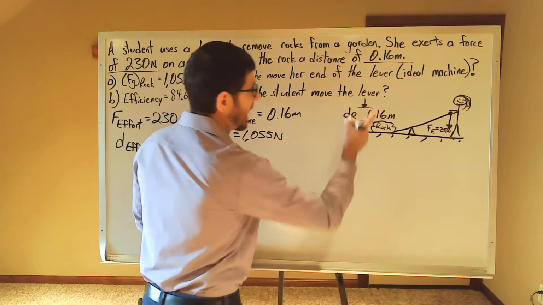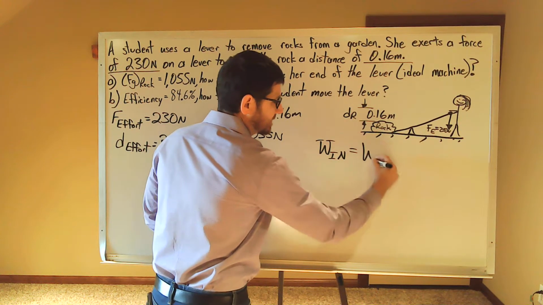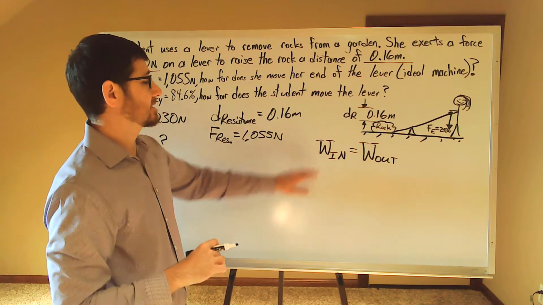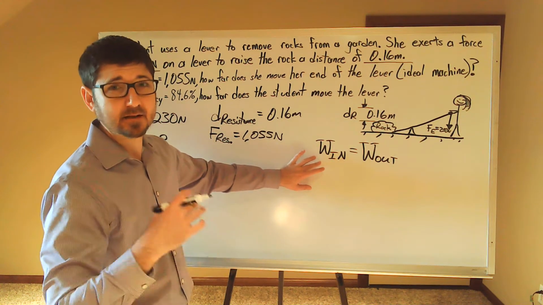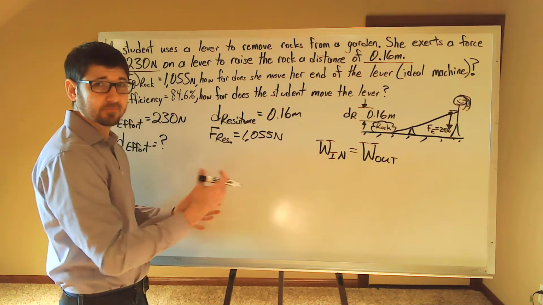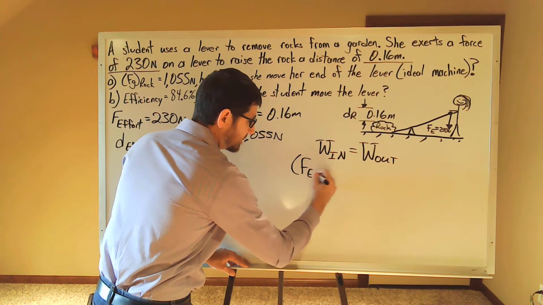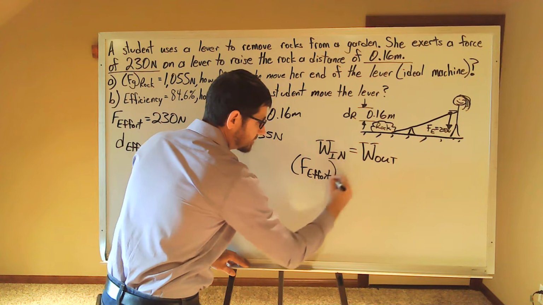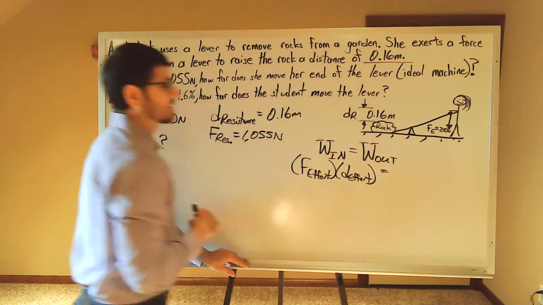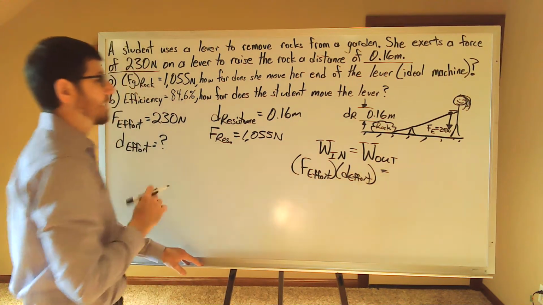So in an ideal machine, we know that the work input is equal to the work output, okay? And work is defined as an applied force through a distance. So our input work is our effort force and our effort distance. So it's the product of effort force and effort distance. And since there are no losses, it's an ideal machine, this is going to equal our output work.